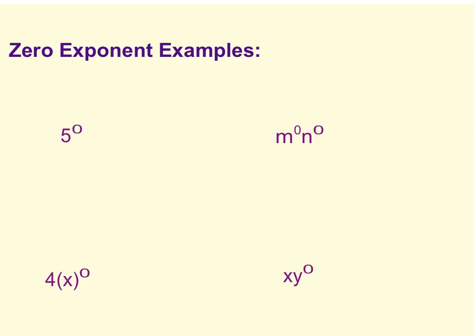So here are some 0 exponent examples. So 5 to the 0 power, well, that's going to equal 1. m to the 0 power, n to the 0 power. Well, m to the 0 power is 1 times, because that's multiplication between, n to the 0 power is 1, and 1 times 1 is 1. So not bad so far, right?